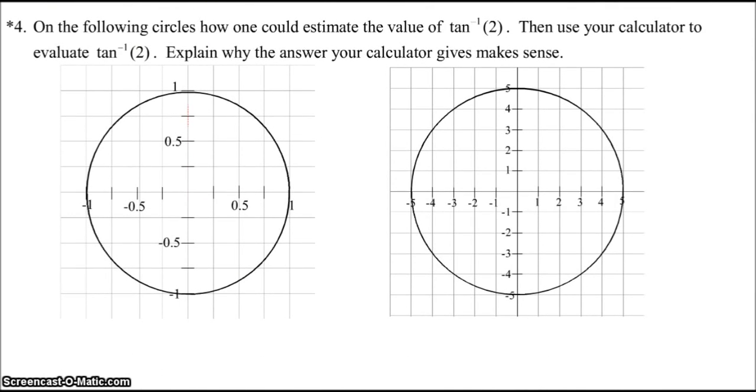In the following circles, how could one estimate the value of inverse tangent of 2? Use your calculator to evaluate this. So if tangent of theta equals 2, then the slope of our line, or sine of theta over cosine theta, has to equal 2.